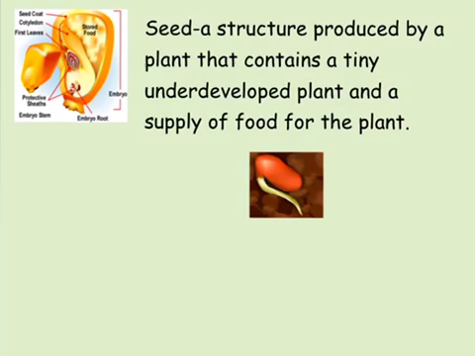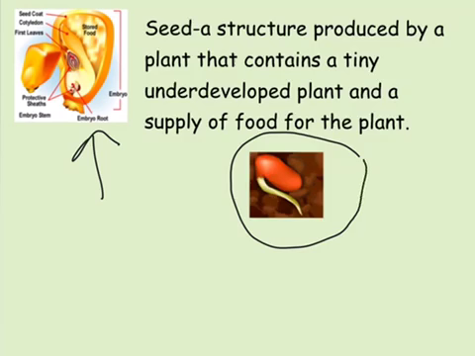And the next word we come to is seed. Seed is a structure produced by a plant that contains a tiny, underdeveloped plant and a supply of food for the plant. So if you look at the diagram on the top left-hand corner here, there's kind of the inside of a seed, and then this bottom picture here on the right-hand side is what a seed looks like when it's not opened up. But again, a seed is necessary for the reproduction of plants, and a seed is what is created from all the reproduction purposes and will eventually, hopefully, create a new plant.